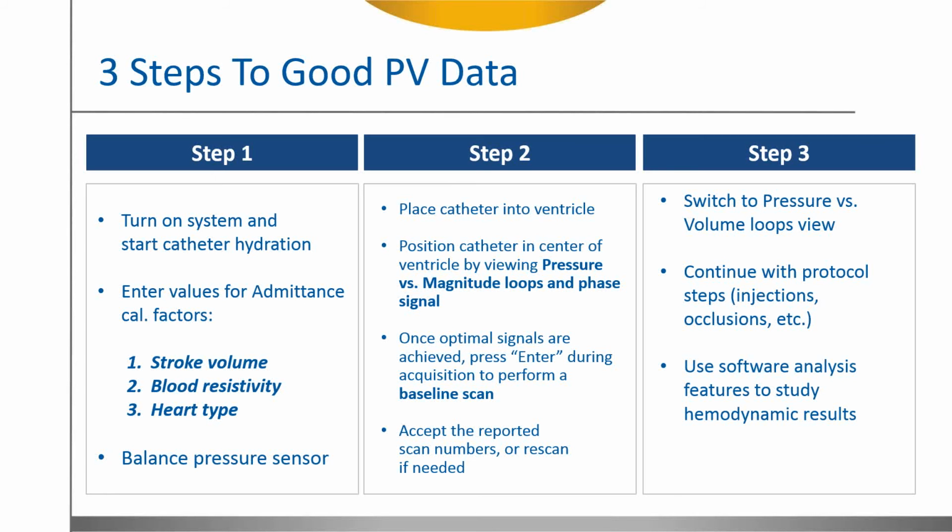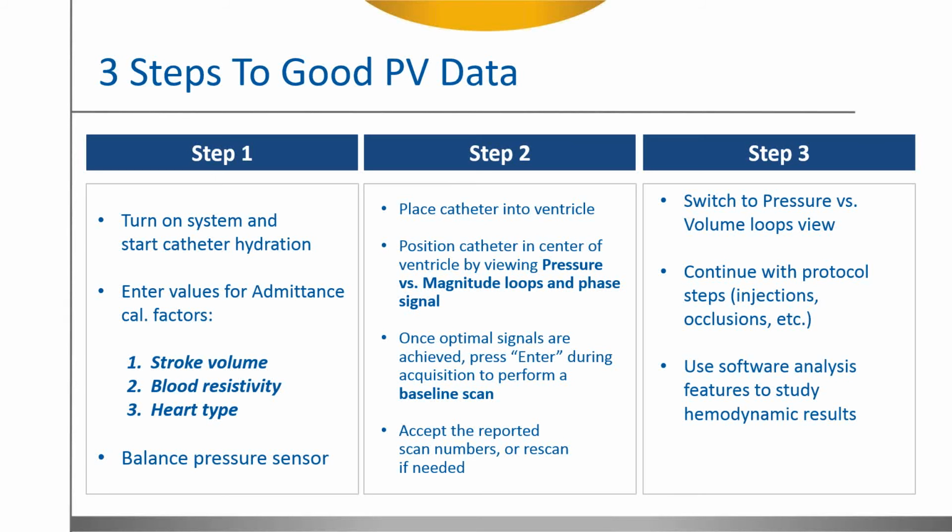The pressure magnitude loop is the first. And then look at the phase. Phase is an important signal, and it's live, so this phase signal can help you trace the position of the catheter within the ventricle live. Once the optimal setting is achieved, press, and you still have to do the acquisition and perform the baseline scan. Then you accept or rescan if needed. And then you switch to pressure versus volume loops, and continue with protocols with injection, dobutamine, beta blockers, etc.